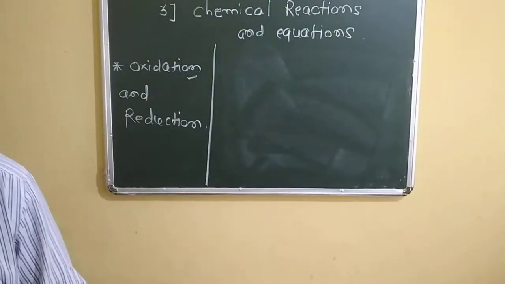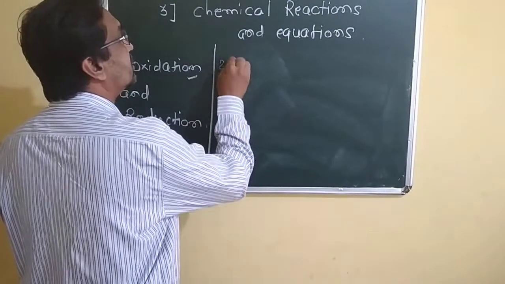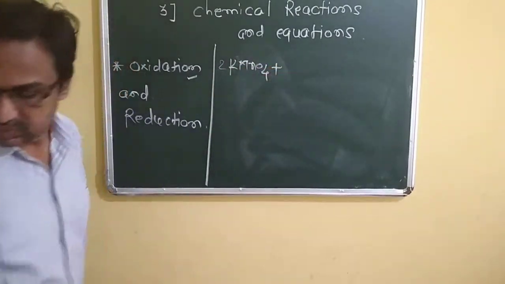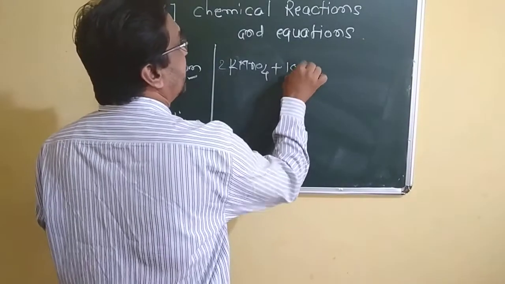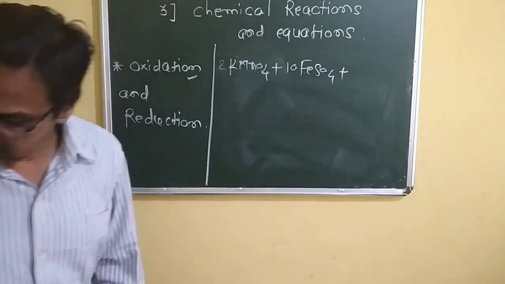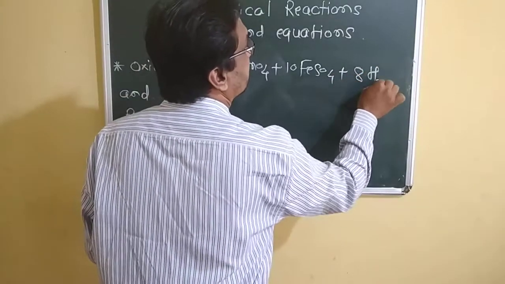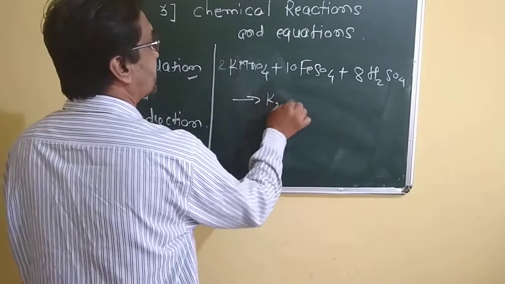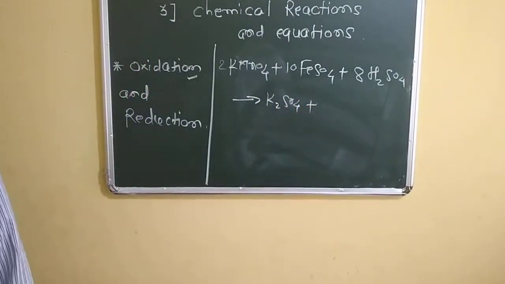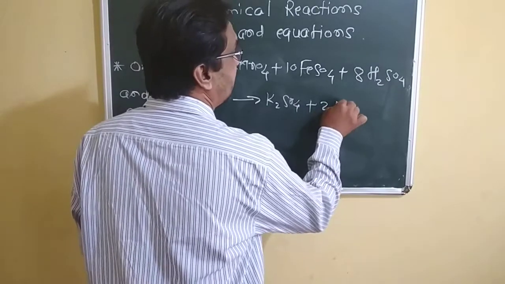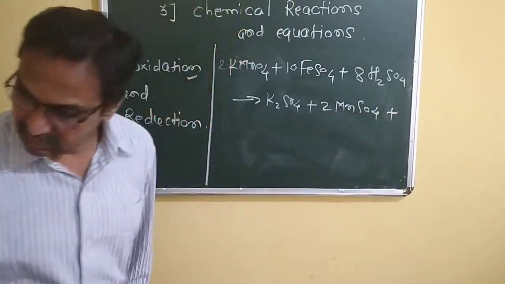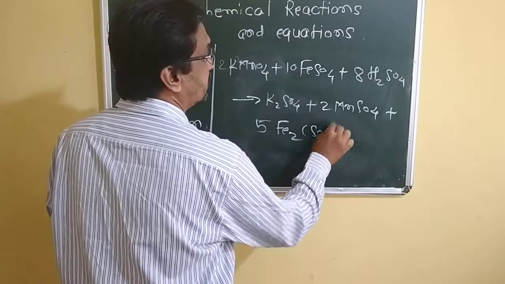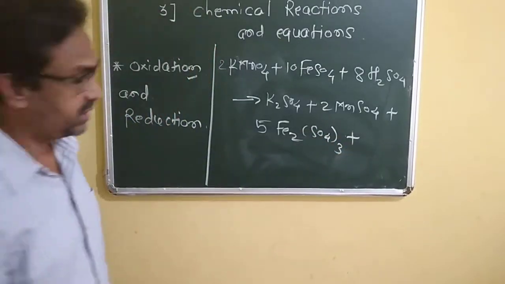They have given one equation: 2KMnO4 plus 10FeSO4, ferrous sulfate, plus 8H2SO4 gives potassium sulfate, K2SO4, plus 2MnSO4 plus 5Fe2(SO4)3 plus 8H2O.